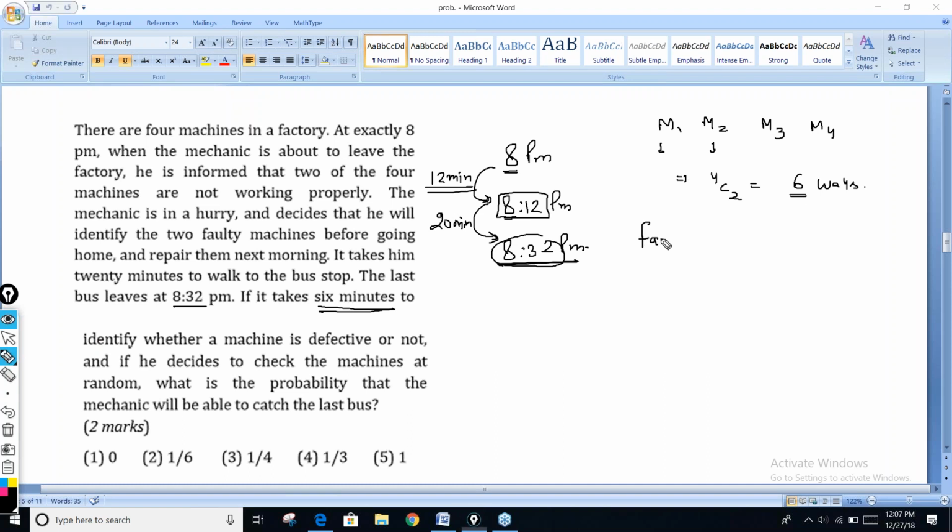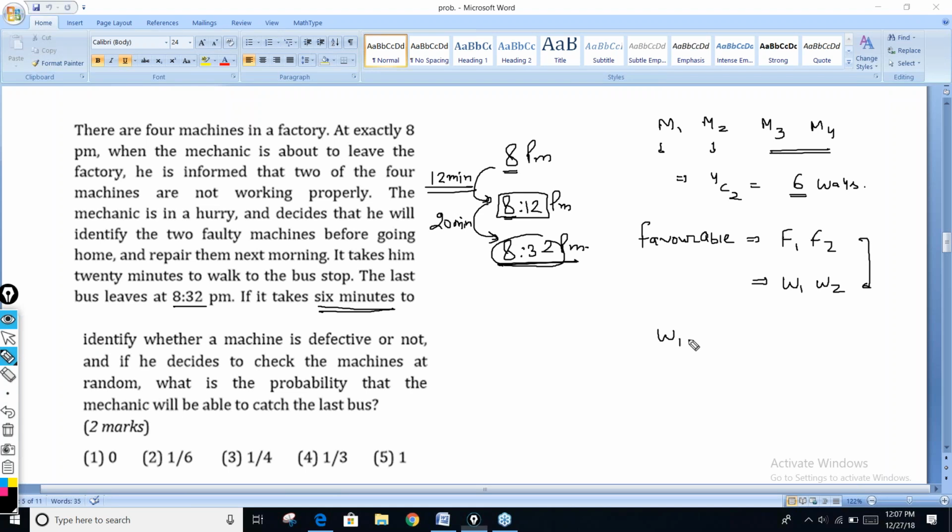What is the favorable case? Now a favorable case is if he selects two machines and both of them are faulty. If two of them are faulty, then he can definitely say that yes, these two are faulty. But one more case is favorable. Which other case is favorable? When he selects two machines and both of them are working. If these two are working, then he can say the other two are faulty. These are the only two favorable cases.